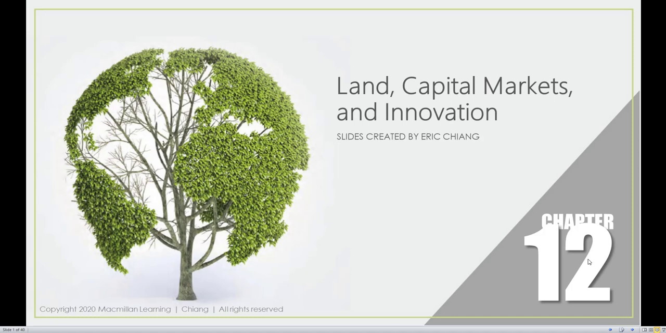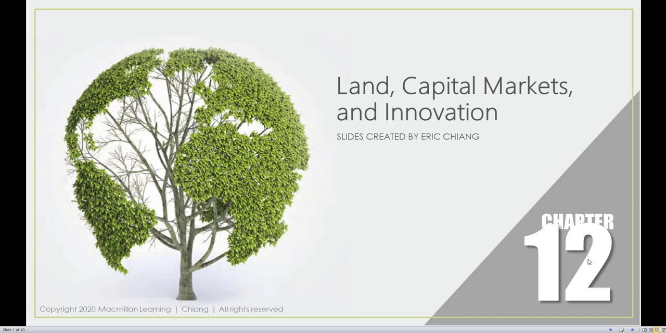And in this chapter, we're going to take a look at all the other factors of production and see what type of markets are going to develop for them. We have land, we have physical capital, we have human capital, and then finally technology. So we lump all of our other factors of production into this particular chapter.